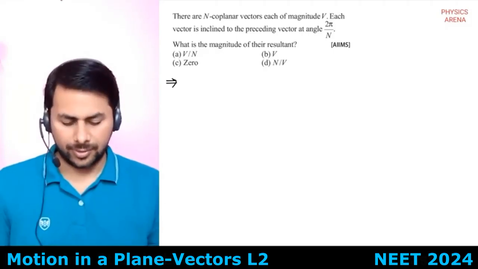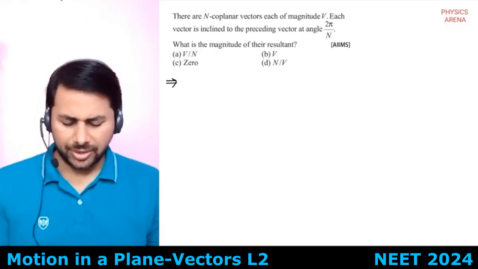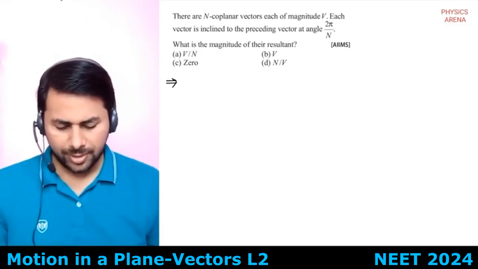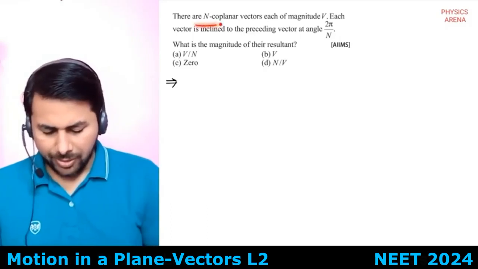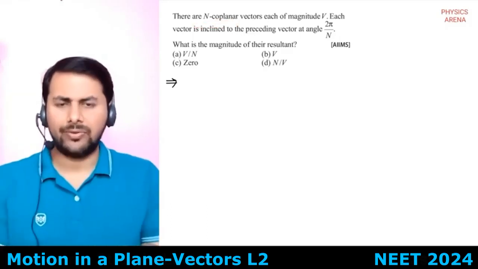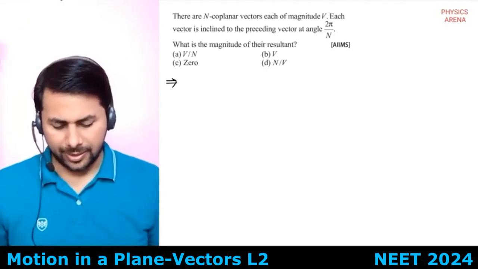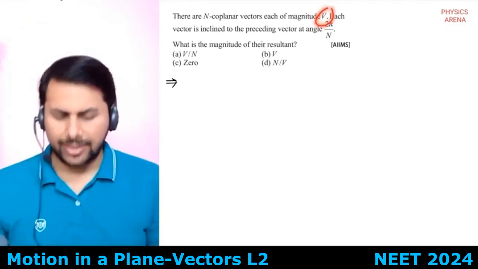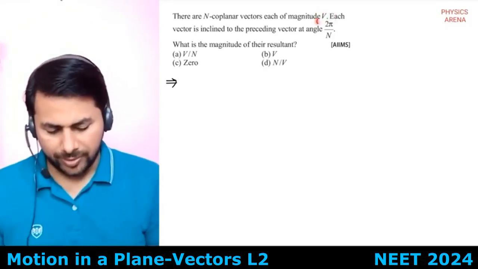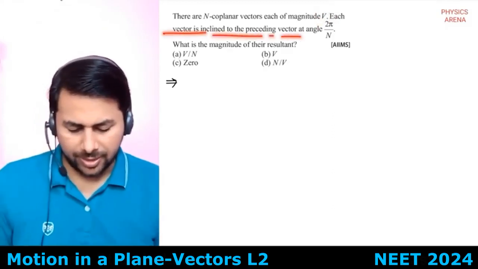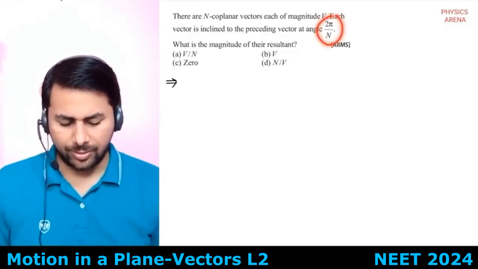No, sir. Okay, so this is a conceptual question. See, n coplanar vectors. So you have n vectors. Coplanar means they are in the same plane and the magnitude of each one of them is v. Each vector is inclined to the preceding vector at an angle of 2 pi by n.